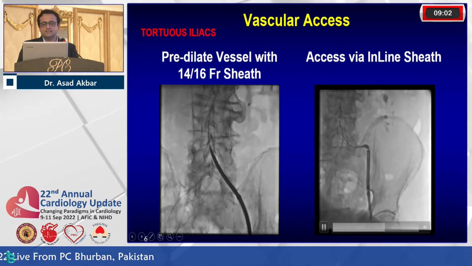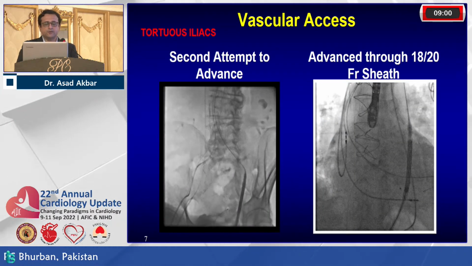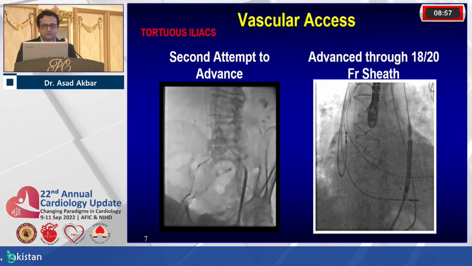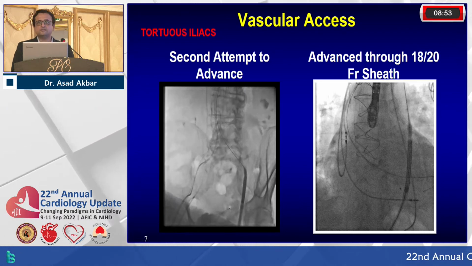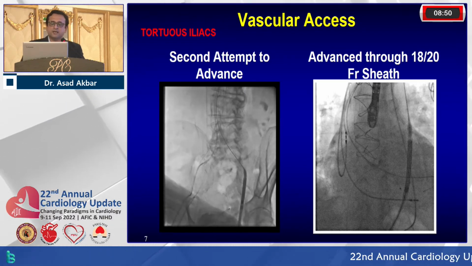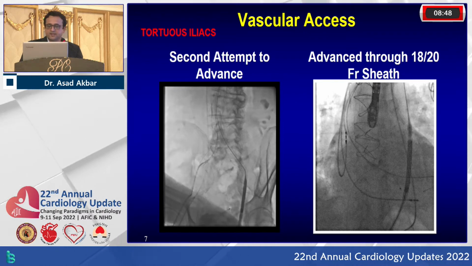So for something like this, rather than trying to continuously do the same thing, we can go with a stiffer wire, and then we can actually put the actual sheath that comes with it. Obviously it comes with a bigger lumen, but it improves the procedural success rate.